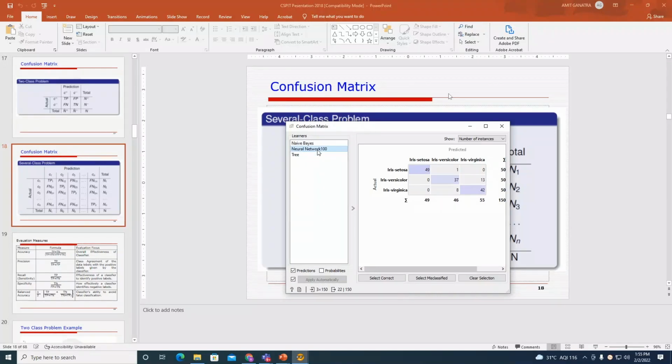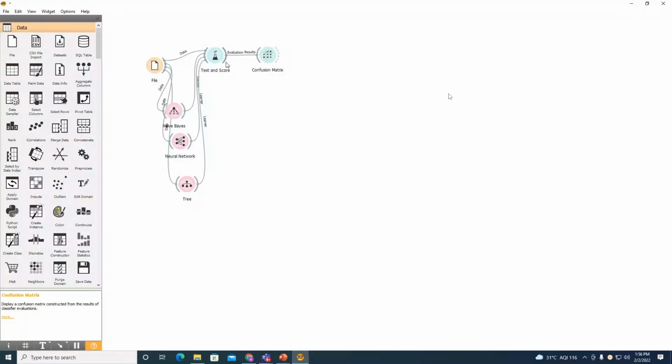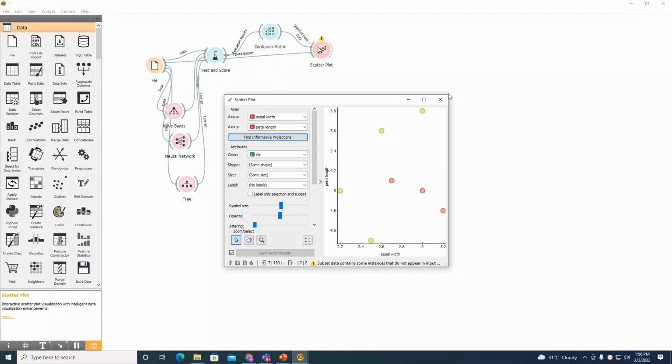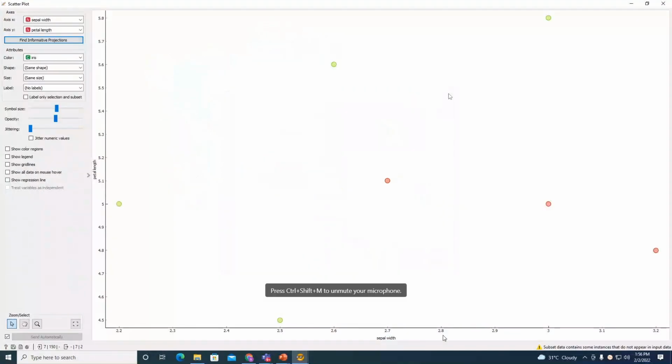This is for the second classifier, how many values have been misclassified, and this is for your class 3. And here you can click on select misclassified, and then, last time we have seen, if you remember, let us connect this with a scatter plot. Right, so these all are my misclassified values. You see, these all samples have been misclassified. There are 3 different classes and there are 3 different colors.